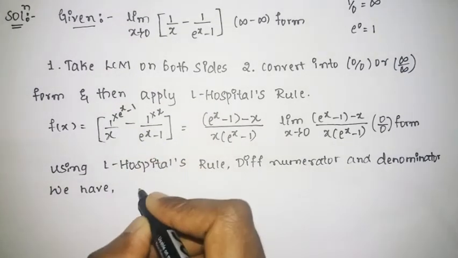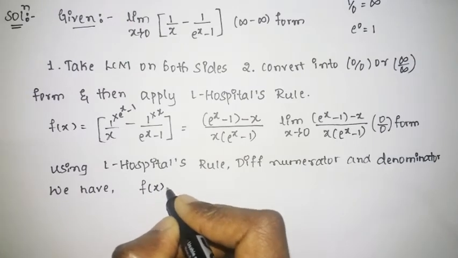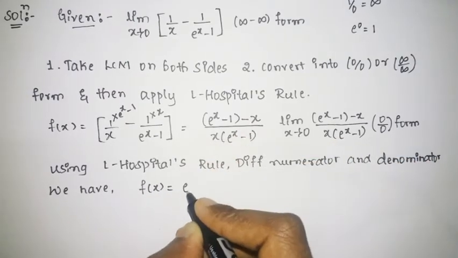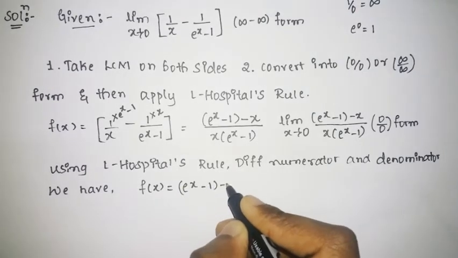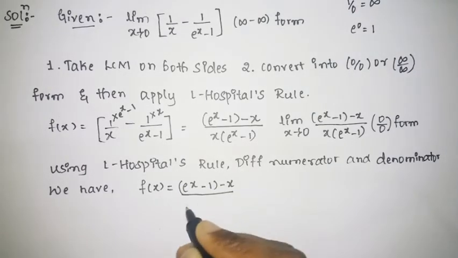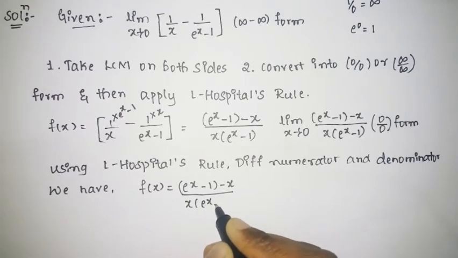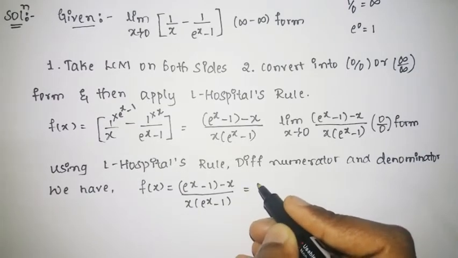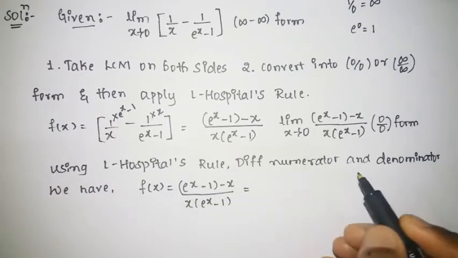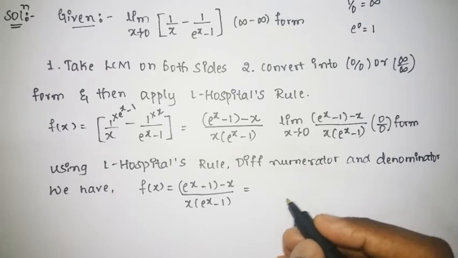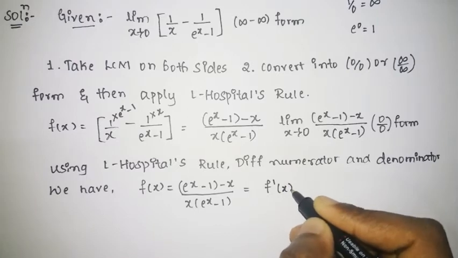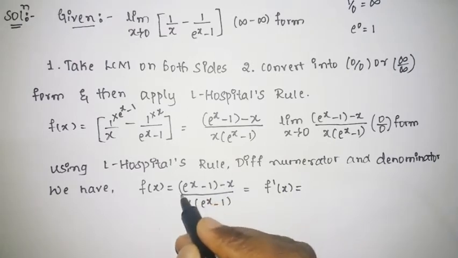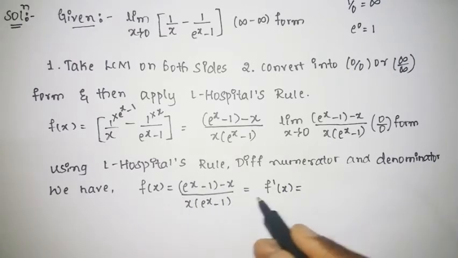So that is the given f of x, whatever we have obtained after applying the LCM: e raised to x minus 1 minus x, whole divided by x into e raised to x minus 1. So we need to apply L'Hospital's rule and differentiate the numerator and denominator. The differentiation of f of x is f dash of x equal to, so we shall differentiate both numerator and denominator.